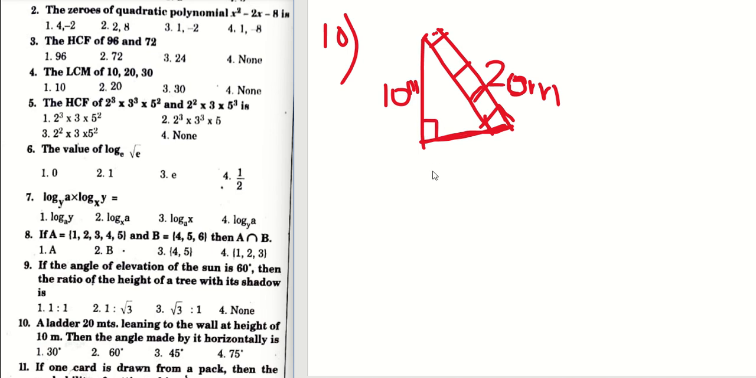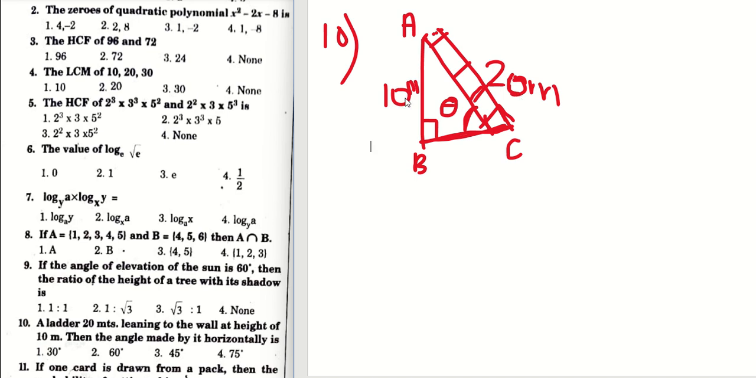Right? So what have they given? They are asking you to find the angle made by it horizontally. So this is here horizontal. This is the angle. Here it is making an angle. This is theta. What we have to find out? Theta. But what are the sides you know to find out the theta? So opposite side we are having and we are having hypotenuse.